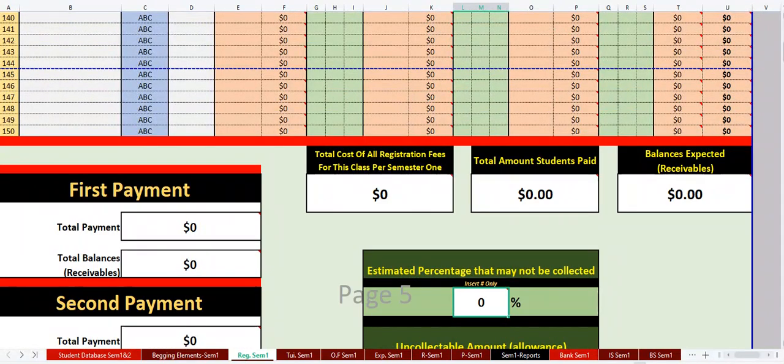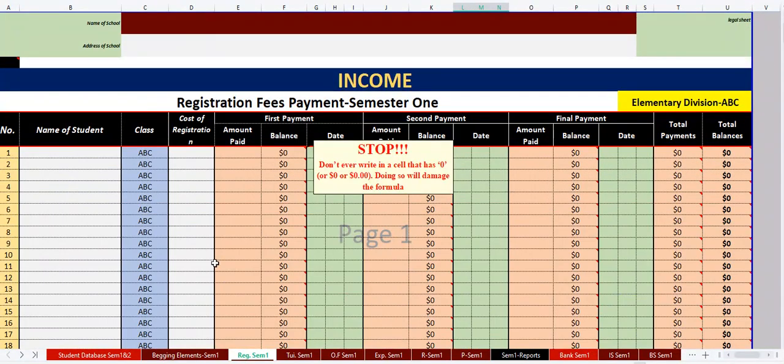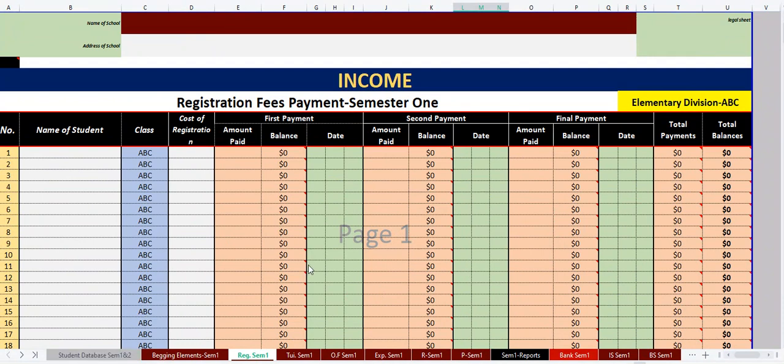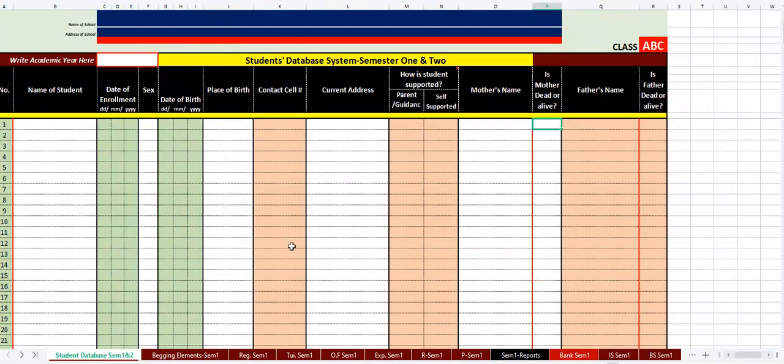So now we can begin our transaction. Now let's say something. We're going to do one student throughout this, because of time. Now let's start with the database of student. Let's say the school name is St. Mary Junior High School.